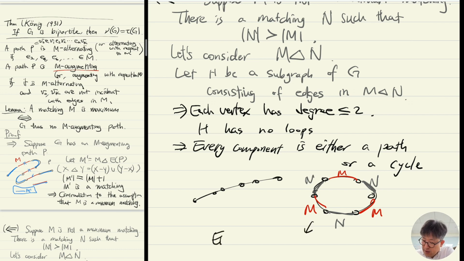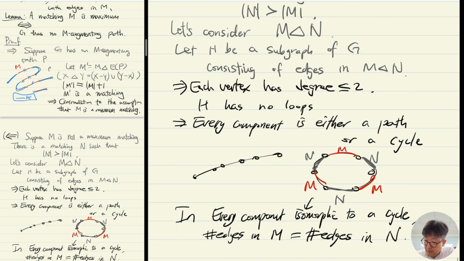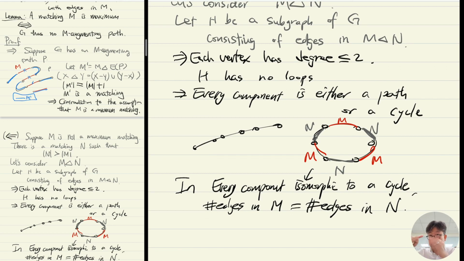So in every component isomorphic to a cycle, the number of edges in M is equal to the number of edges in N, right? Because it has to alternate. It's a matching, so no 2 edges from M will have a common end. But we remember the number of edges in N is bigger than M. So cycles are not a main problem, right? Cycles always have a balanced number of edges in M and N. So that means there is a path.